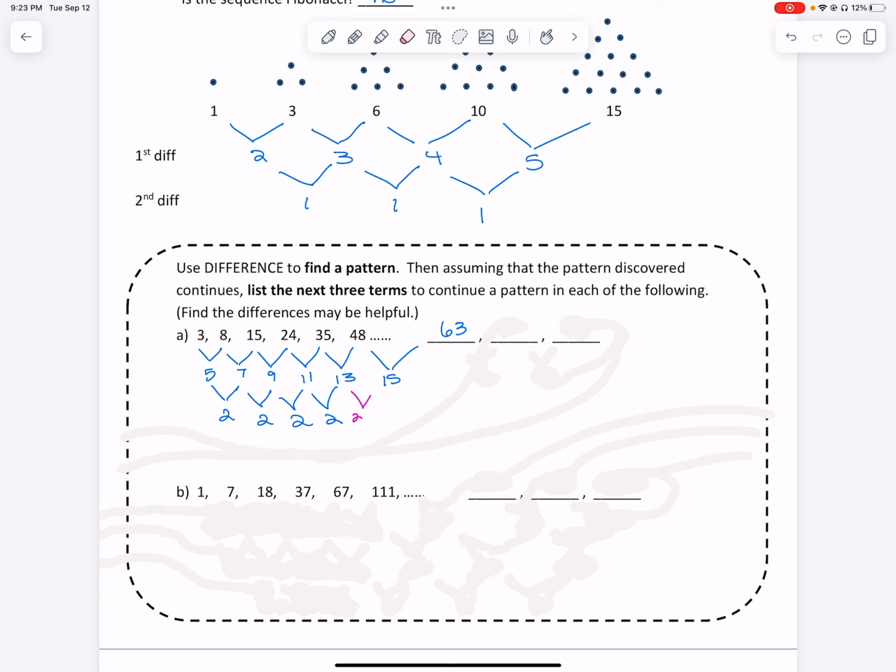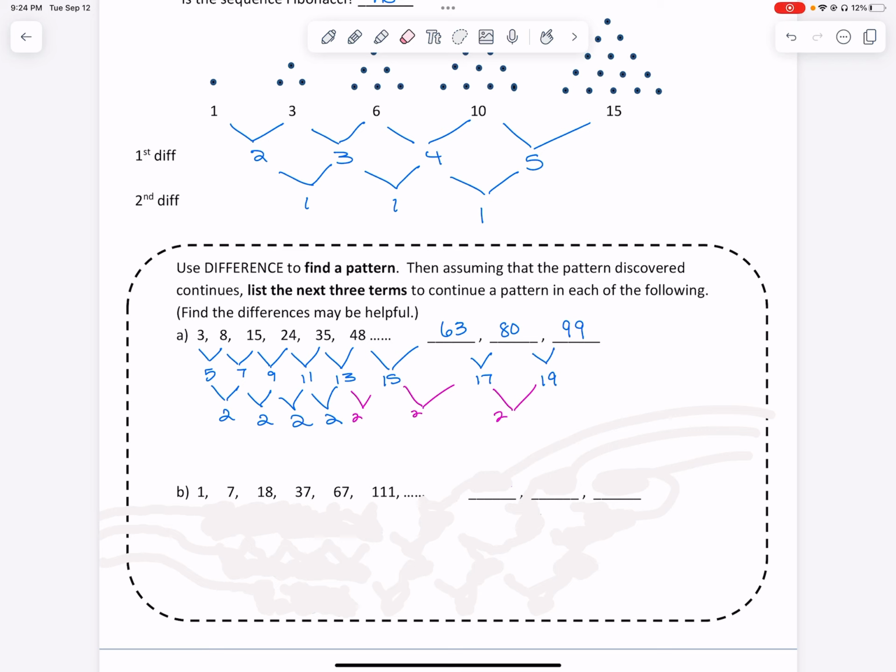Now what am I going to add? I'm going to add 2 more, so that gives me 17. 63 plus 17 gives me 80. See the pattern? Now I'm going to add 2 more to that, so that's going to be 19. I add 19 to my 80, and I get 99.